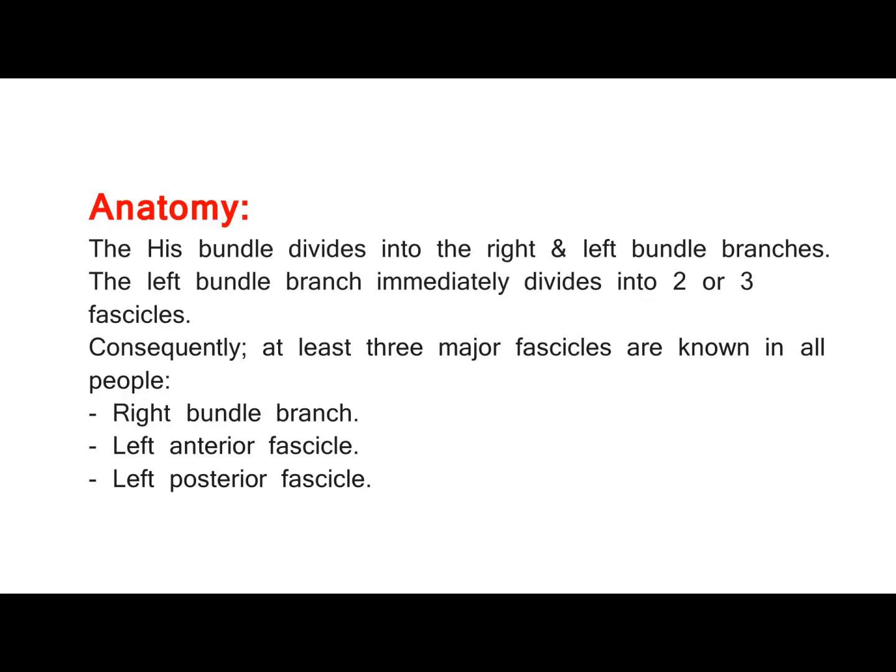Chronic bundle branch block. Anatomy. The His bundle divides into the right and left bundle branches. The left bundle branch immediately divides into 2 or 3 fascicles. Consequently, at least 3 major fascicles are known in all people.